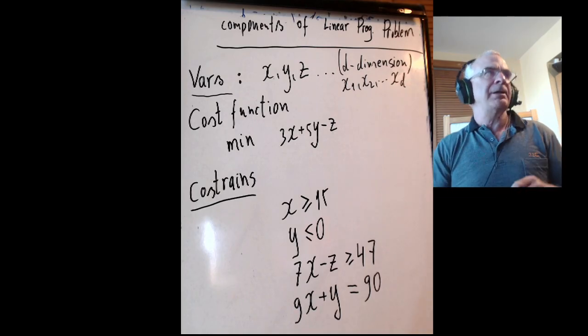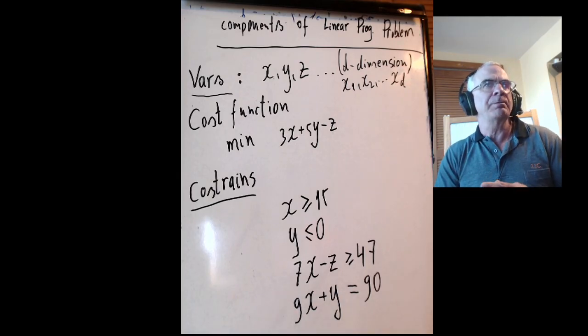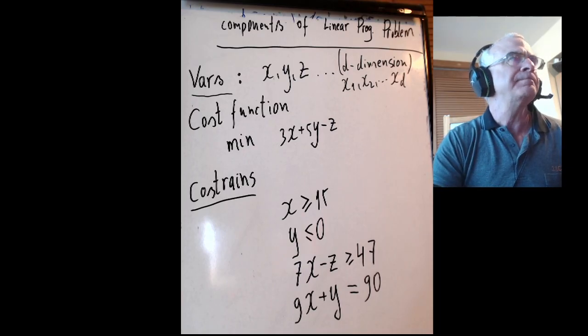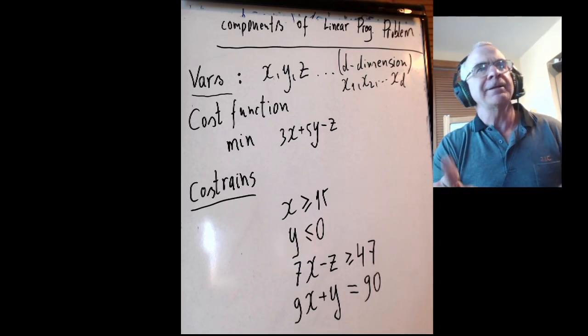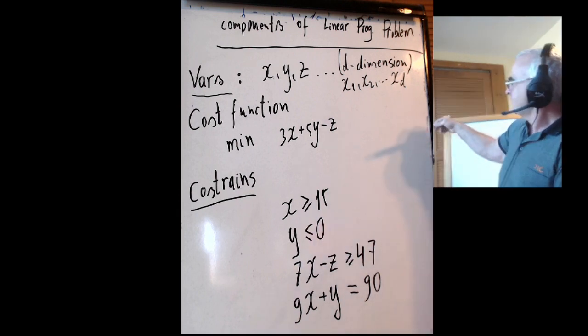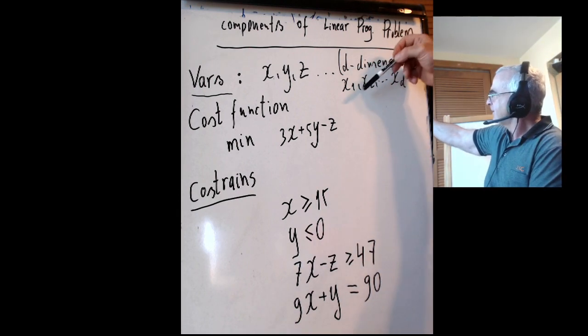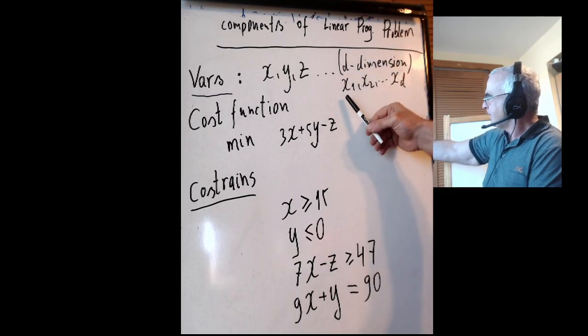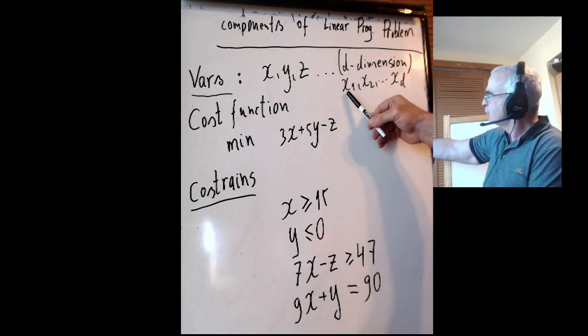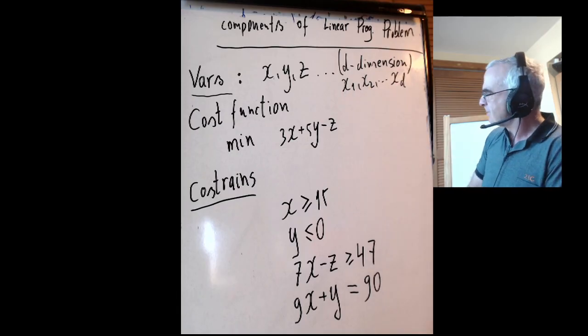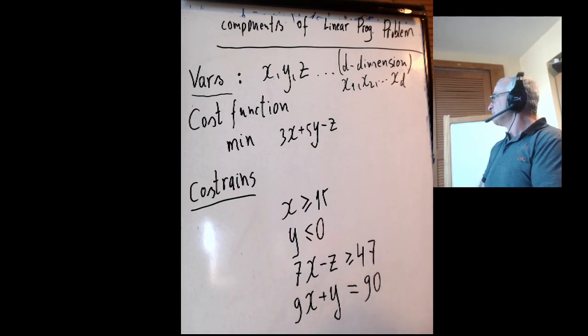For example, we talked about the diet problem. In the diet problem, if I switch to D types of foods, then I need to say how many units from food type 1, say avocado, do I consume daily, all the way up to the D-th type of food.